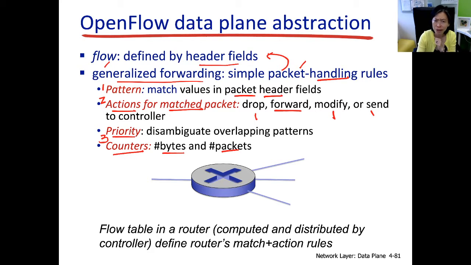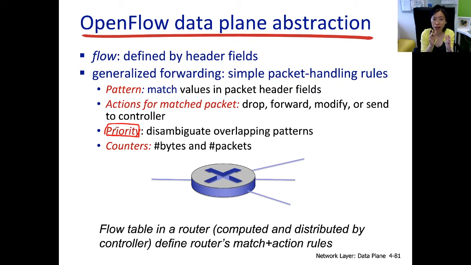Now, priority. This is something that we have not yet talked about, the priority column. So the flow table should actually have 4 columns instead of 3. Let me explain why we need priority there. These patterns in the flow table, some of them could be more coarse-grained, where many of the packets might match the pattern. Some might be finer-grained, where few packets will match the pattern.